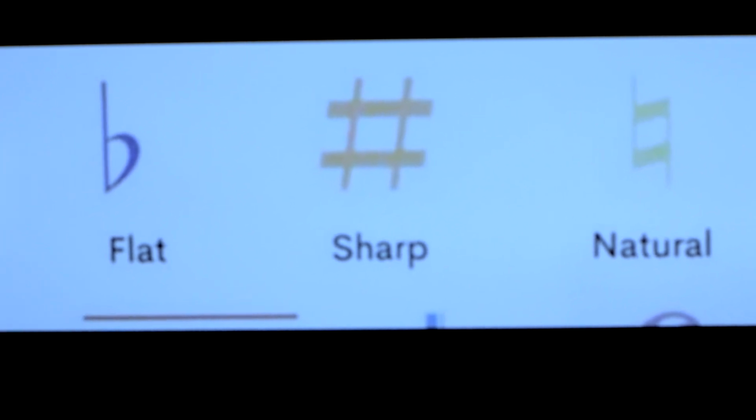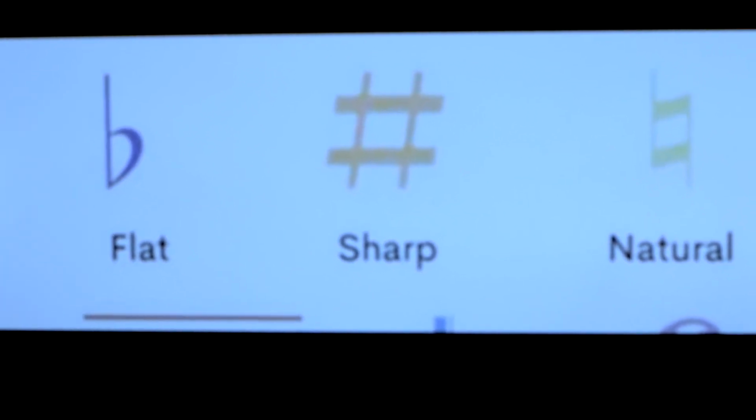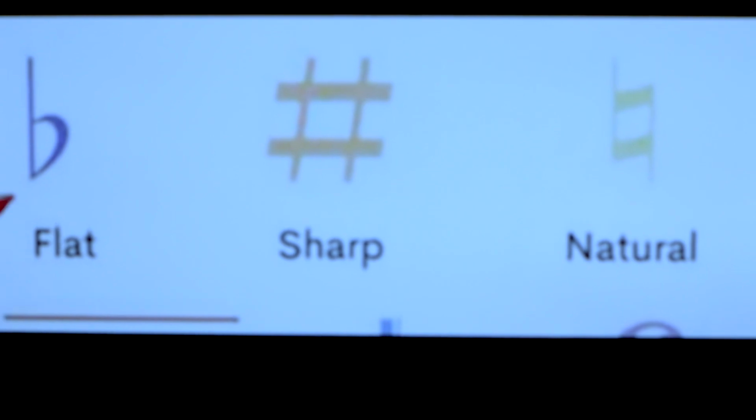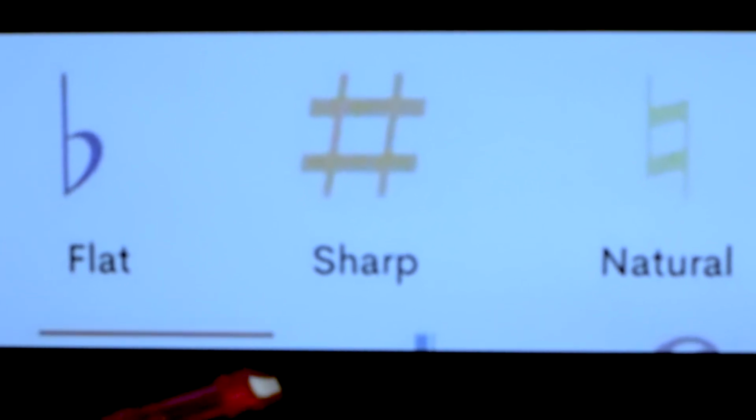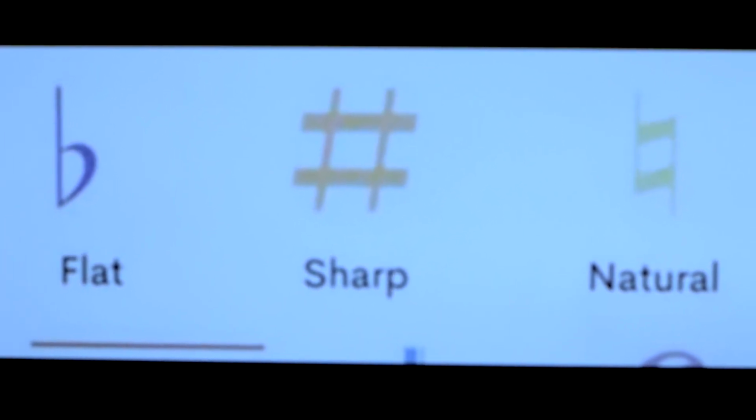So in the exam, they can also ask you to name accidentals that are used in music. The accidentals we have in music are a flat, a sharp, and a natural, just like that, okay?